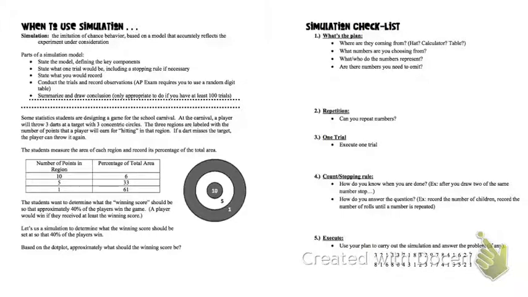So flip to the next page. We need to write up what we're going to do first. Then we can actually do it. So here's the first checklist. What's the plan? So where are the numbers coming from?